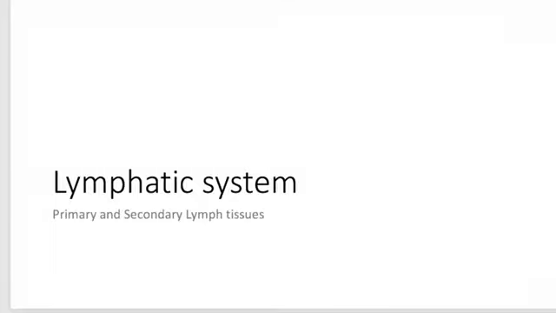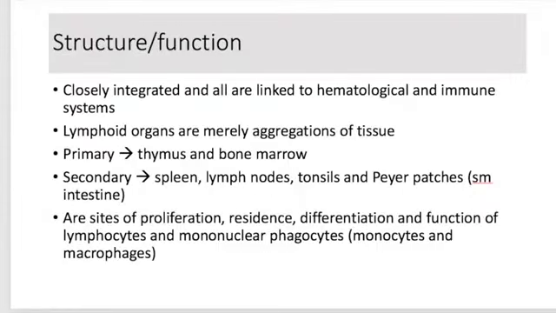Next up, the lymphatic system is heavily involved in immunity, obviously. So we're just going to take a few minutes here to go over the main components of the lymphatic system. They are closely integrated and all are linked to the hematological and immune systems. Lymphoid organs are merely aggregations of tissue. Primary are the thymus and the bone marrow. Secondary are your spleen, lymph nodes, tonsils, and Peyer's patches, which are in the small intestine.